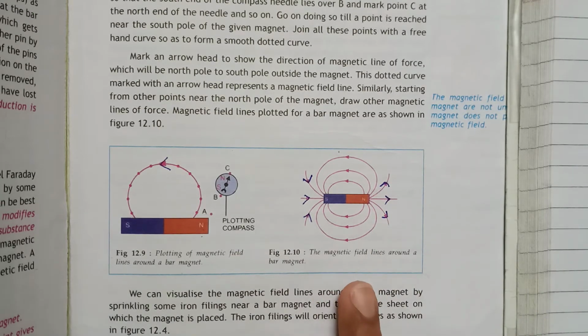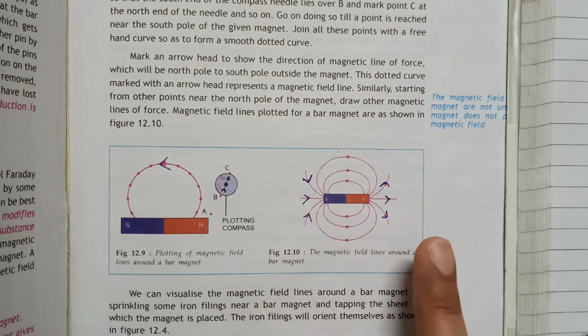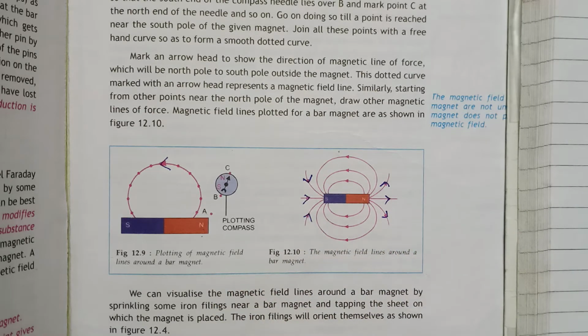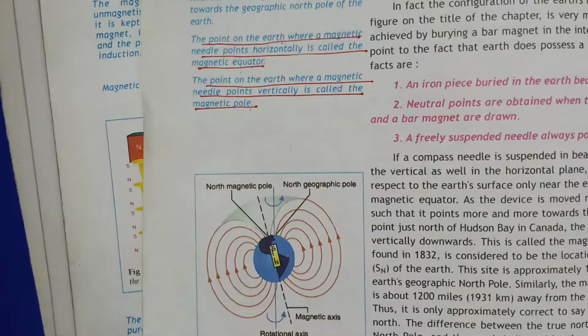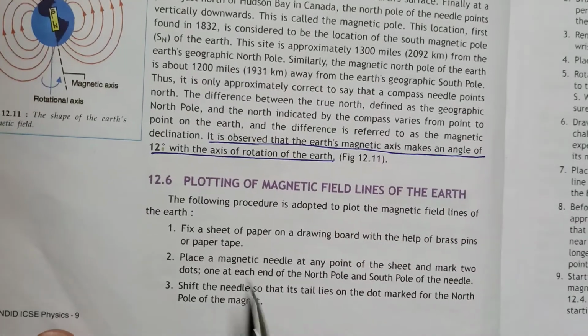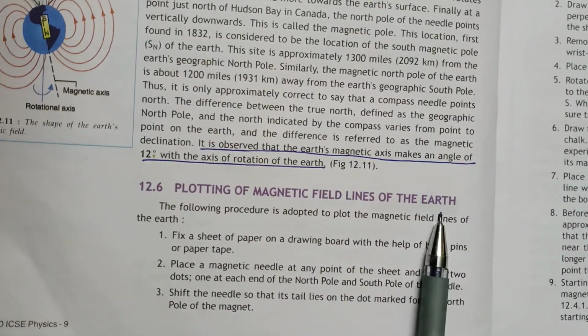Plotting can be asked. For any bar magnet, plotting of magnetic field lines can be asked, and you have to draw proper markings of the arrows, and everything will be counted. Is it clear? So one thing is this, and another topic is this one: plotting of the magnetic field lines of the earth.